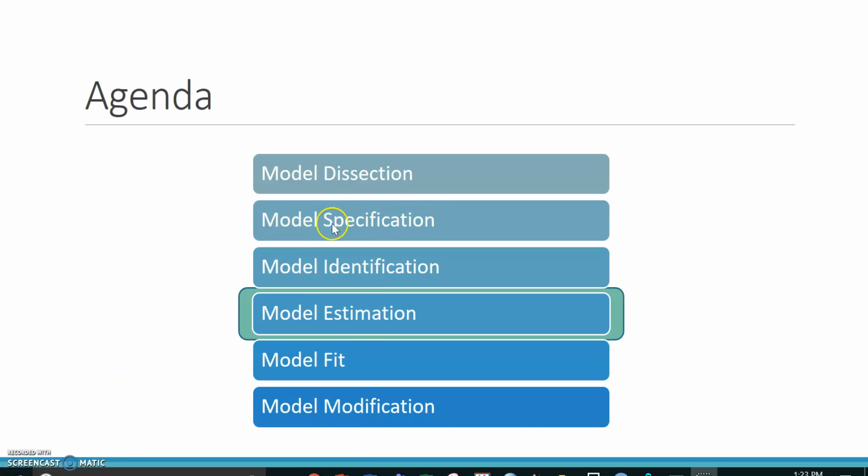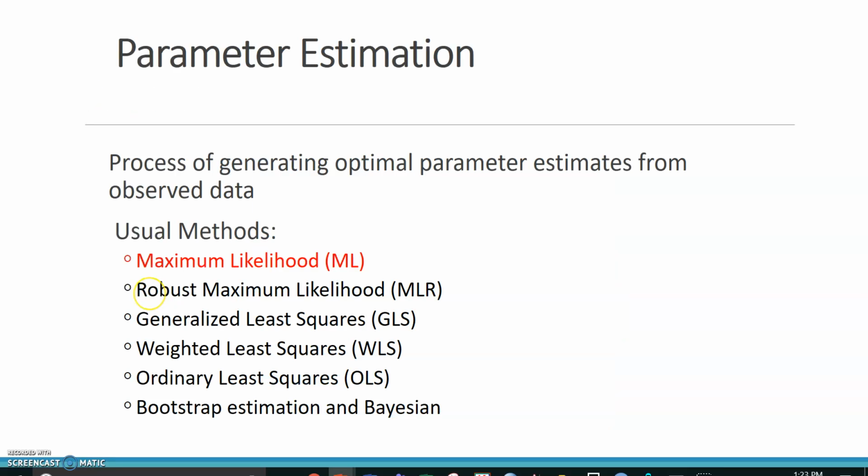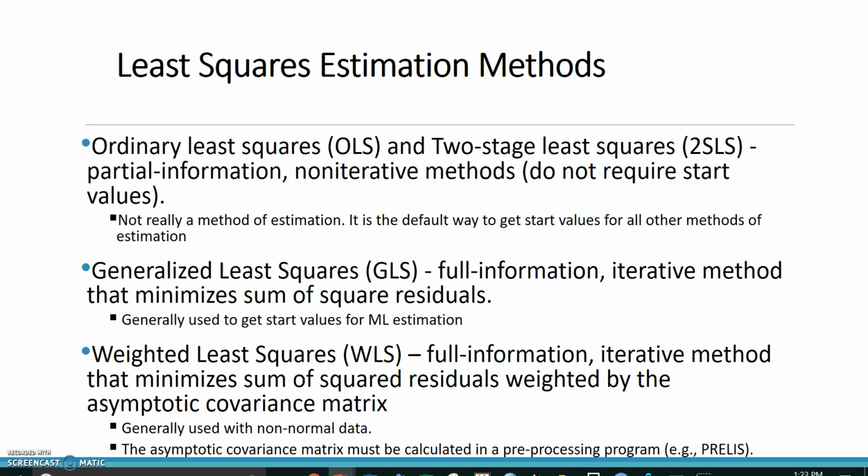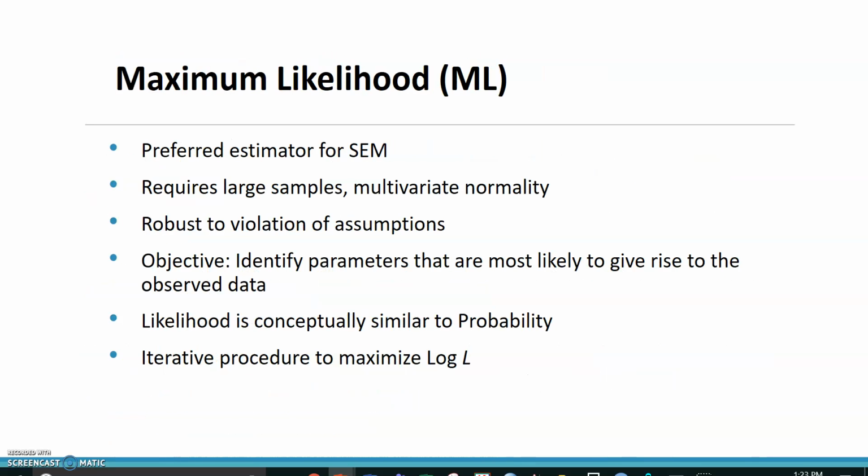Okay, so we have specified a model, we have identified a model, we now need to estimate a model. And for this class, we are going to use maximum likelihood. There are other things that you will hear about and see. I highly encourage you to look into those as you have time, but we're going to use maximum likelihood. It's the preferred estimator for SEM. It's the most common. You see it in pretty much most publications. It does require large samples. You have to have multivariate normality, but you can break a lot of assumptions and still use this.